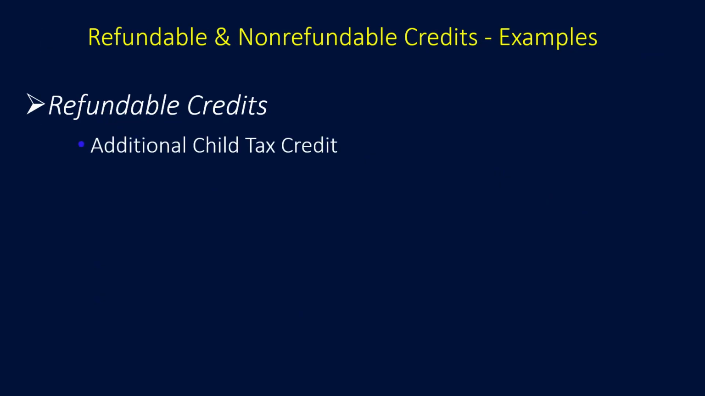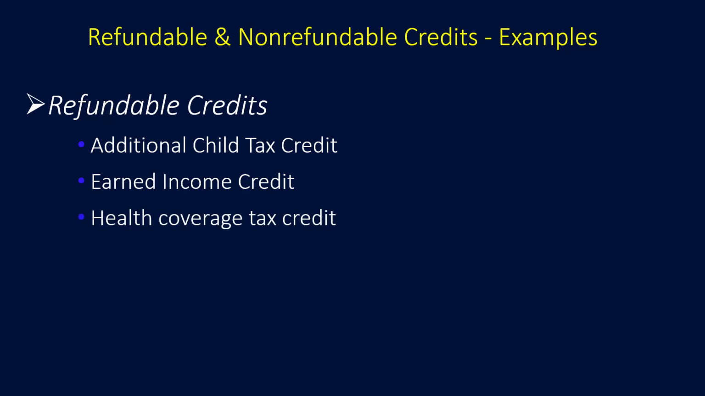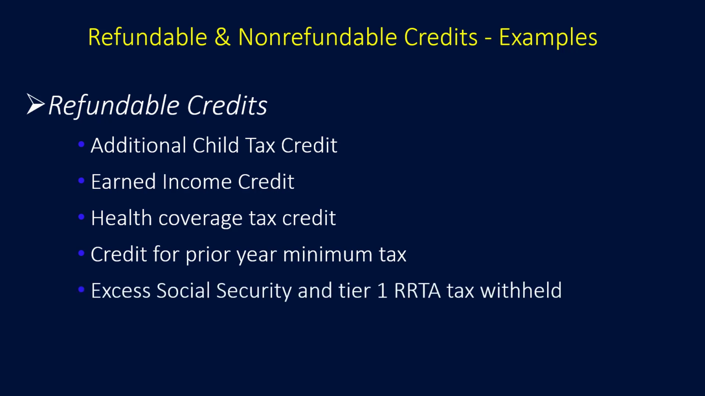Refundable credits, and there it is, the additional child tax credit. Earned income credit is a refundable credit. The health coverage tax credit, the credit for prior year minimum tax, and excess Social Security and Tier 1 railroad retirement tax withheld are refundable credits. In this presentation, as I said, we're going to focus on the earned income credit.